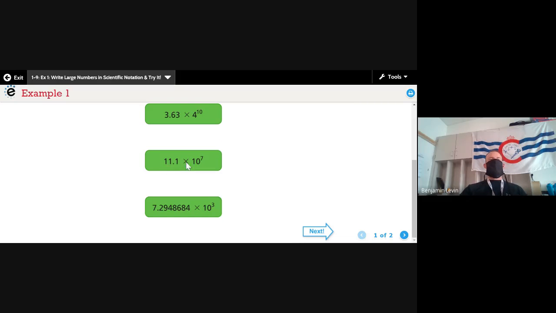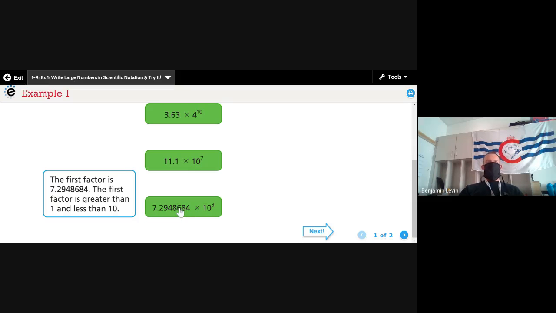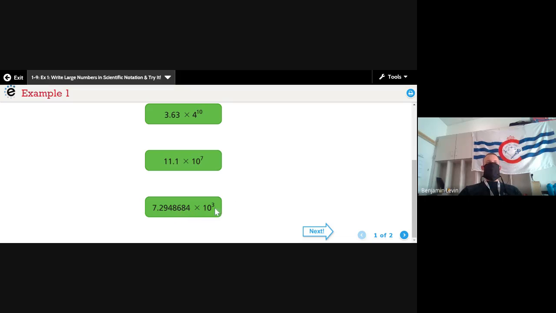So here's one that is, right? 11.1. Oh, wait a minute. It's not, because the decimal point should be here. It should be 1.11 times 10 to the 8th, not 11.1 times 10 to the 7th. We can only have one number left of the decimal. So this last one is correct. This last one is 7.2948684 times 10 to the 3rd. Yeah, that is scientific notation, right? We have one number left of the decimal and then a base of 10.